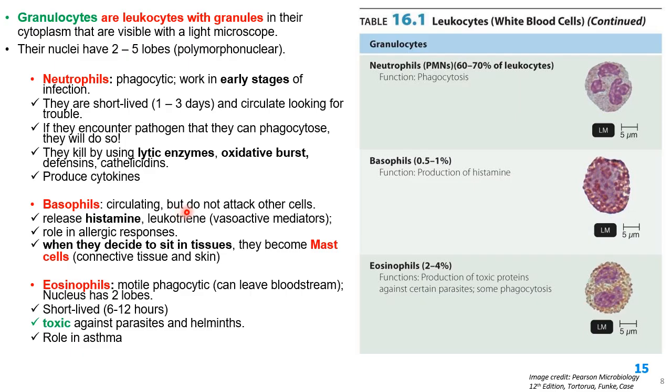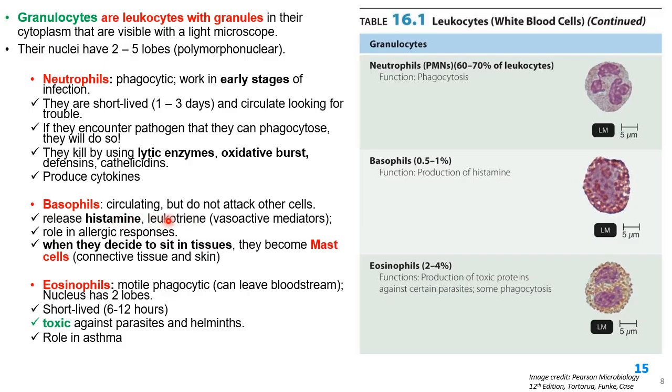But look at this, they are not really attacking other cells, all right? They are not very good phagocytic cells. I don't even think they do phagocytosis, right? But what happens here is that they are carrying those granules that are packed with inflammatory stuff, mainly histamine, right? They also carry these other things, leukotrienes, okay?